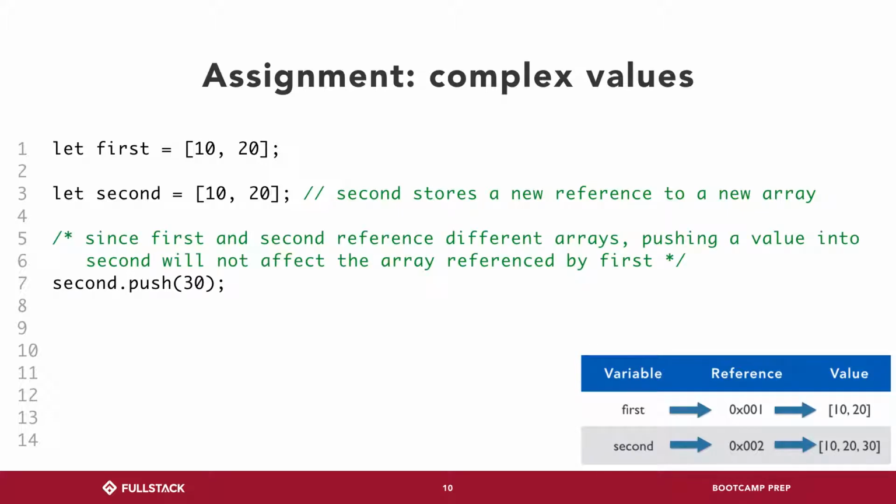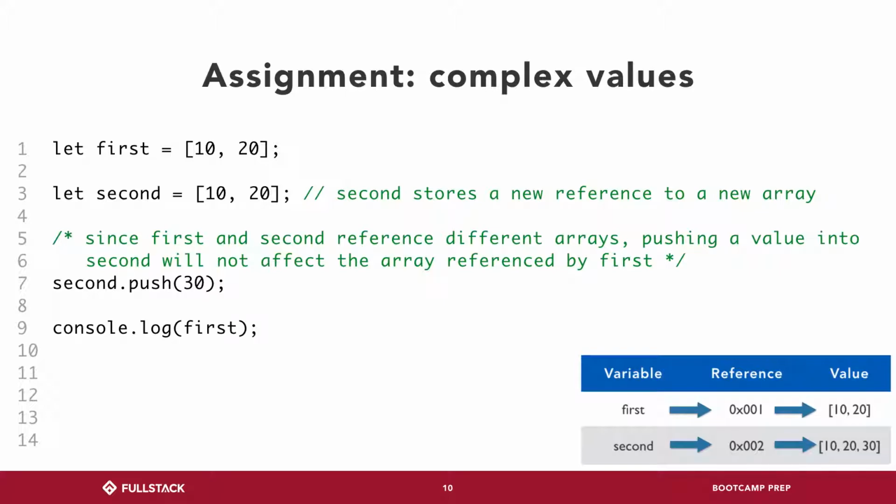And so since they reference different arrays, pushing a value into the second will not affect the array referenced by the first. We're going to look up second on scope. We're going to go to memory address 2, and we're going to push in the value 30 into that second array. Does that make sense?